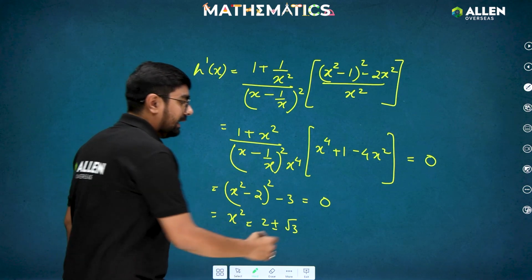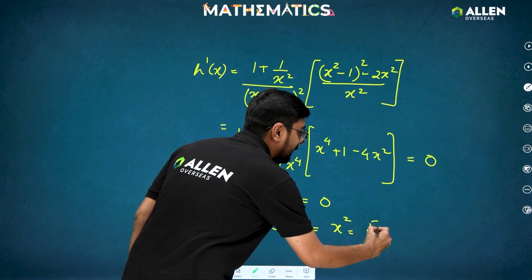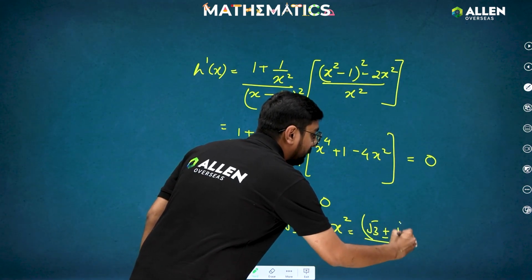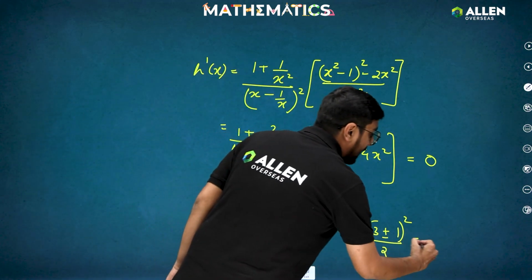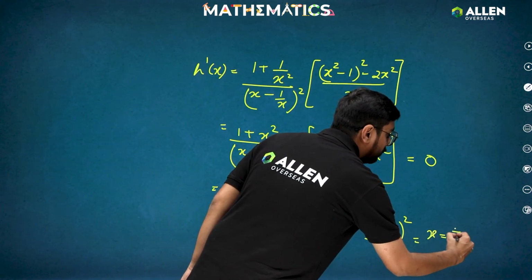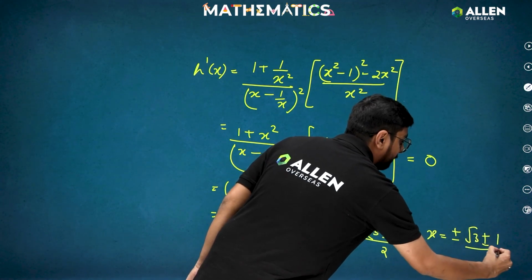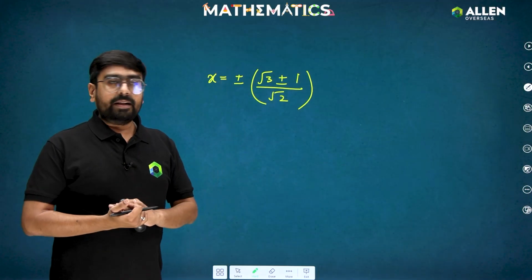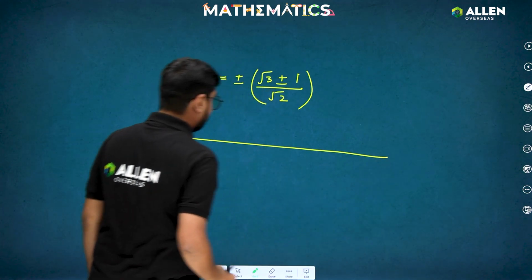So what I can do, I can write here itself x square is equal to root 3 plus or minus 1 whole square divided by 2. So from here I am getting x equal to plus or minus root 3 plus or minus 1 divided by square root 2. Now I have my critical points. So I just need to plot them on the number line.